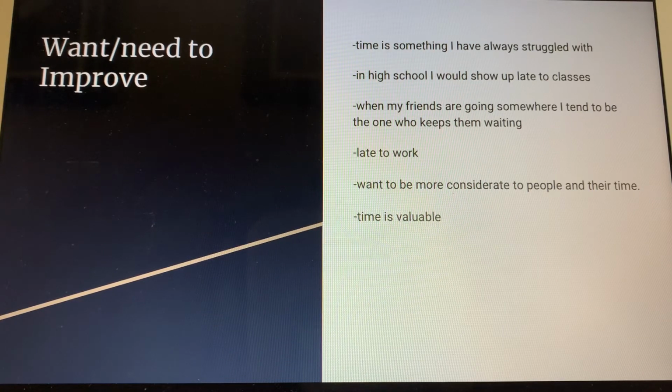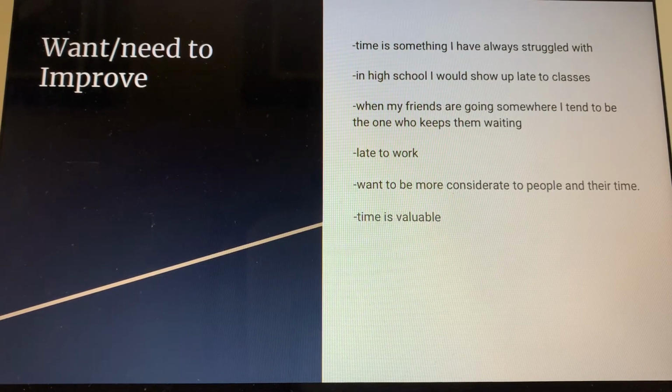Another example, like when my friends are going somewhere, I tend to forget something on my way out the door. I have to go back in, keep my friends waiting. That's another example of why I want to work on my use of chronemics.